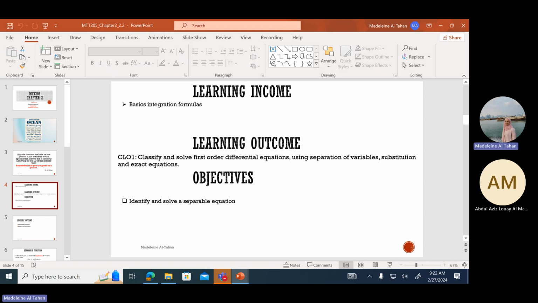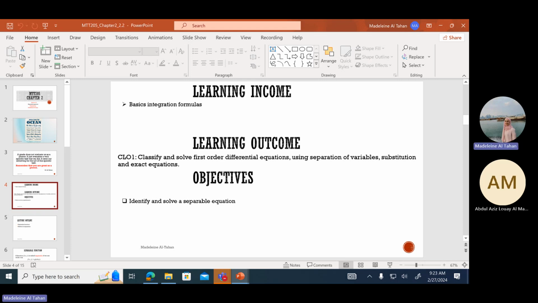In order to understand this lecture, miss, we need basic integration formulas, and we will write them together on the board. We are still in the same learning outcome, and our objective is to identify and solve a separable equation. Before we go deeper, miss, what do we mean by separable? From its name, from the English point of view, what's separable? Separate, perfect.